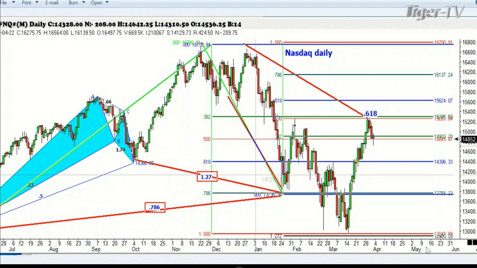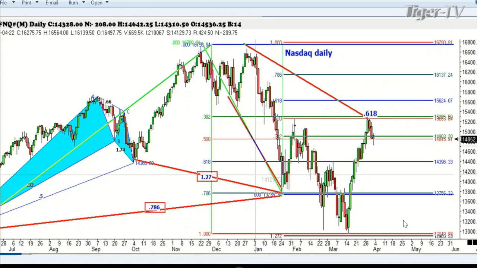Because all we've done in the YM, the Dow Jones E-mini, is take out the overnight lows from last night. And we had huge swings last night, folks. We had 150-point swings in that thing. So it's moving around quite a bit.